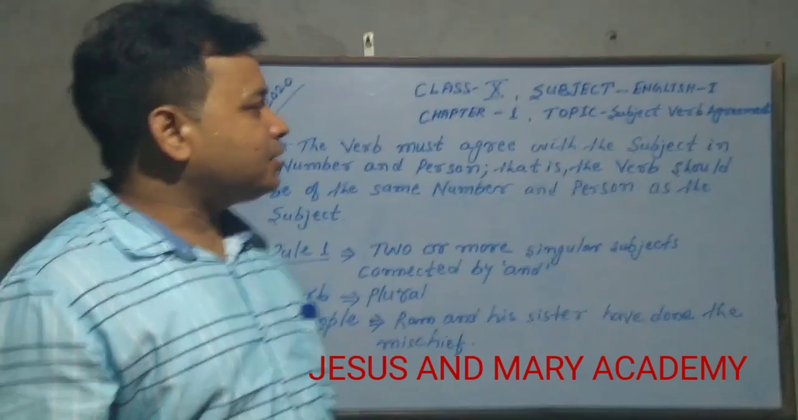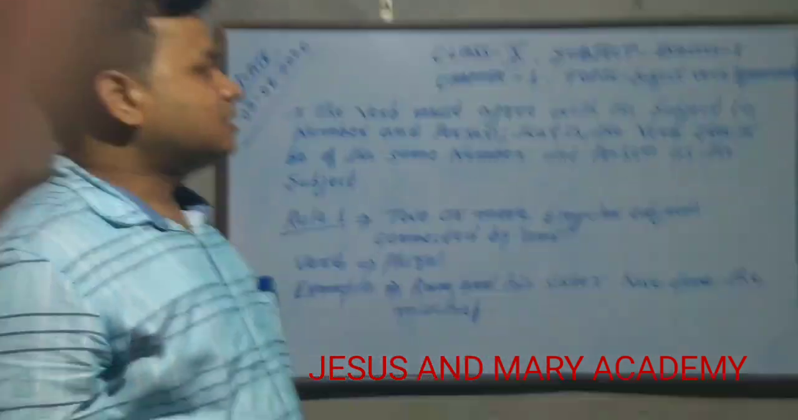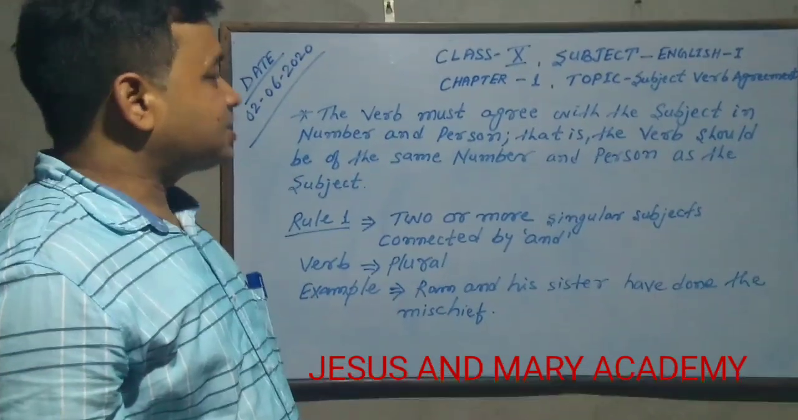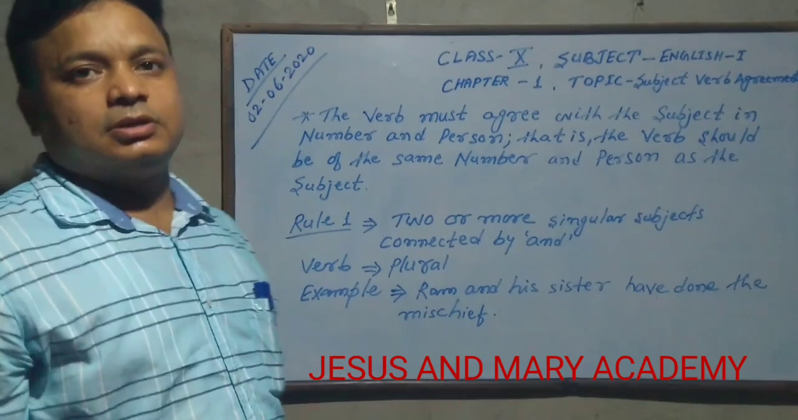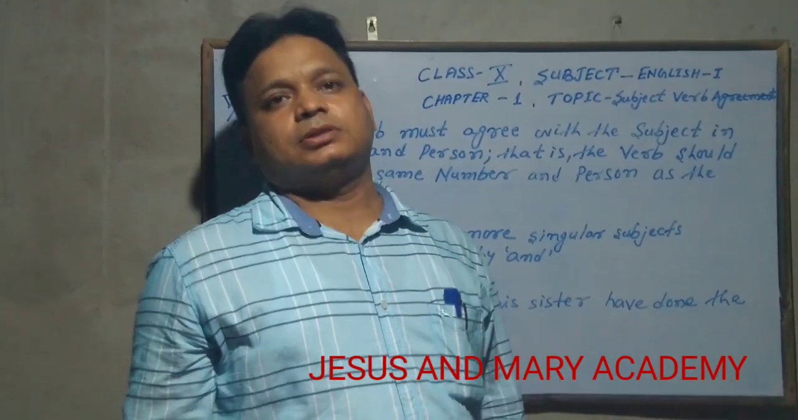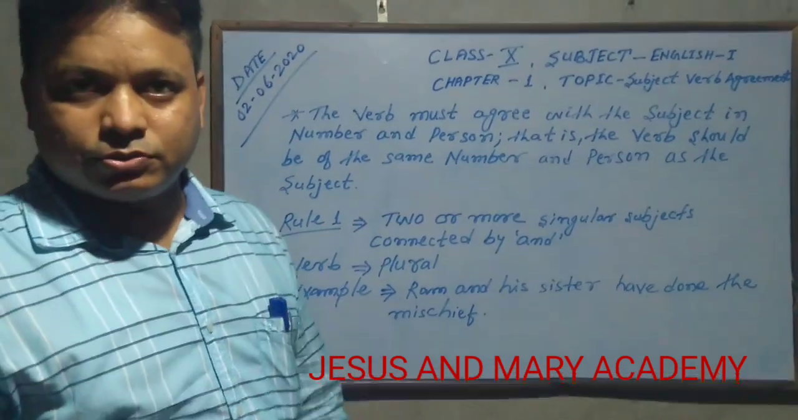The verb must agree with the subject in number and person, that is, the verb should be of the same number and person as the subject. Accordingly, there are many rules I will teach in this chapter, in this topic. First rule I am going to tell you, student.